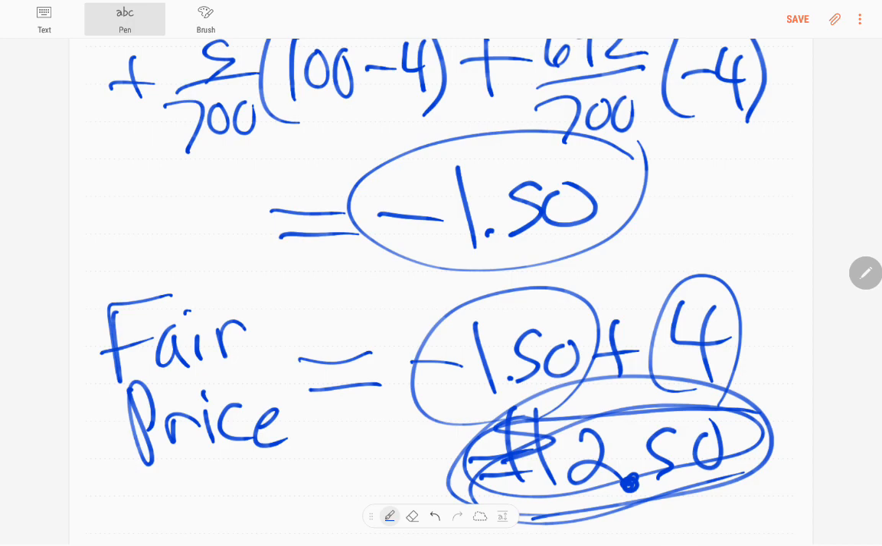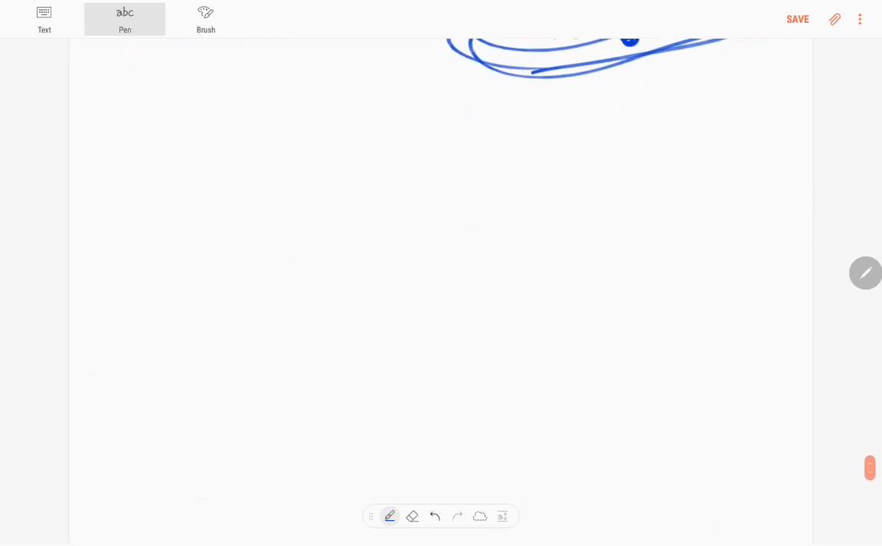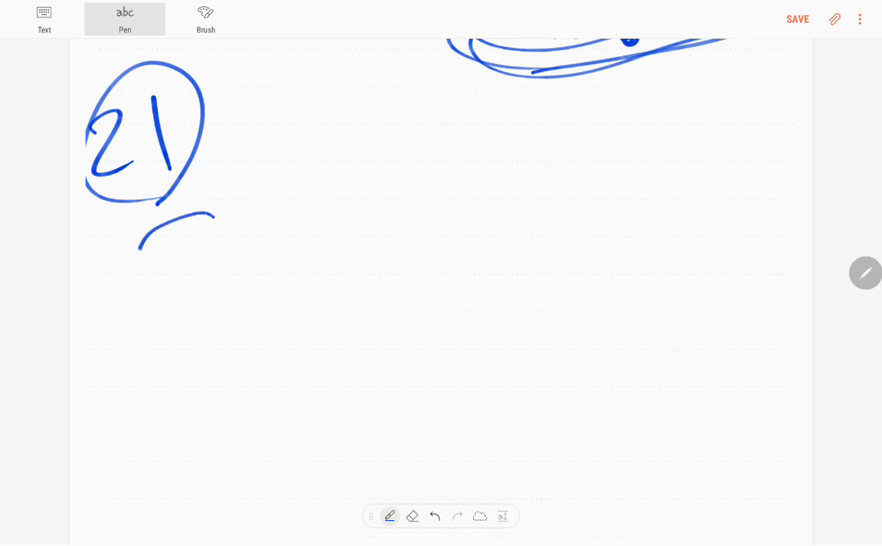One more, number 21. A card is drawn from a standard 52 card deck. Calculate the expected value for the game. A player must pay $7 to play, which must be subtracted from the winnings. If a spade is drawn, the player wins $16. Otherwise, they lose their $7.